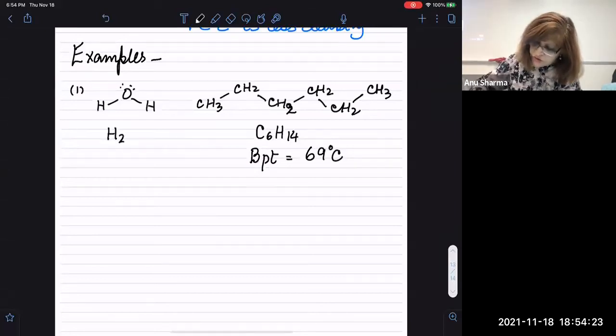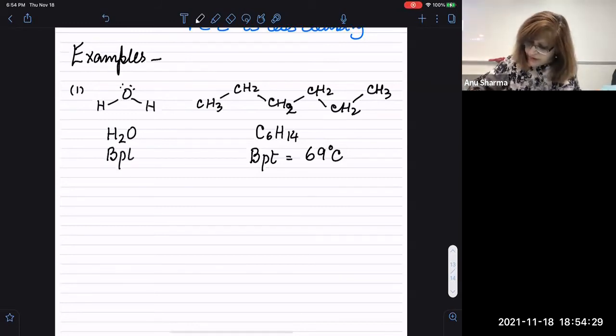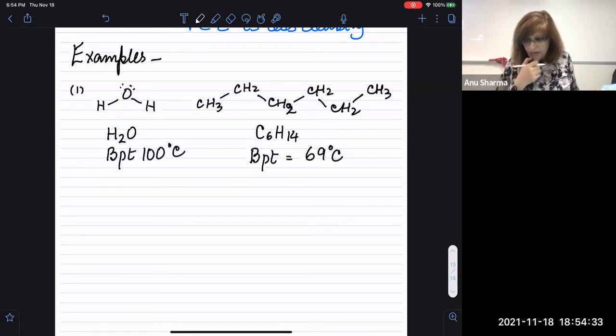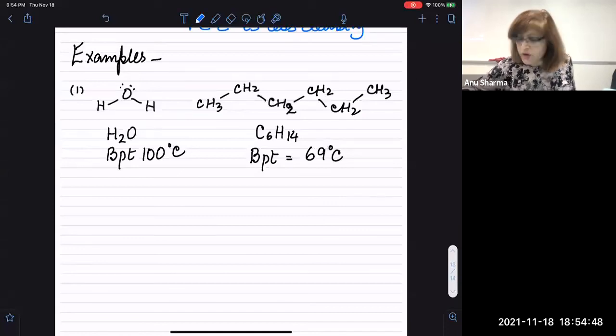This one is just H2O, but the boiling point is 100 degrees Celsius. Why is this more? So you are just going to write down all the intermolecular forces.